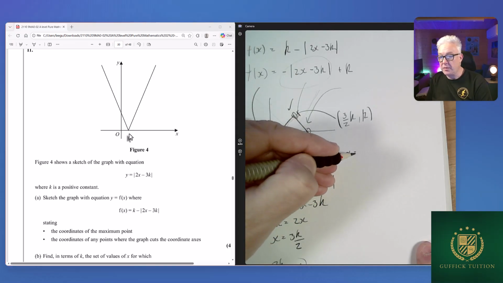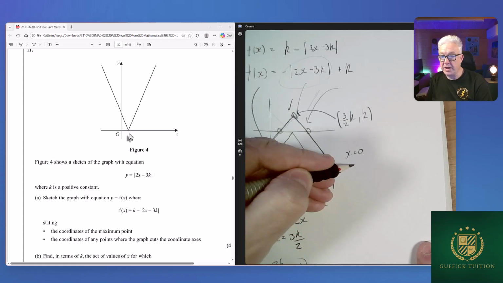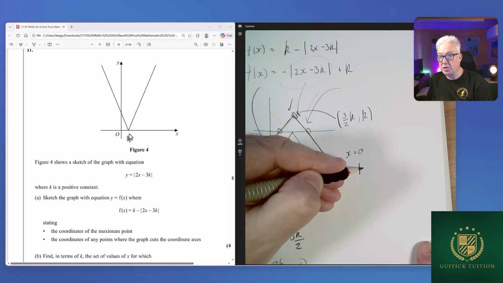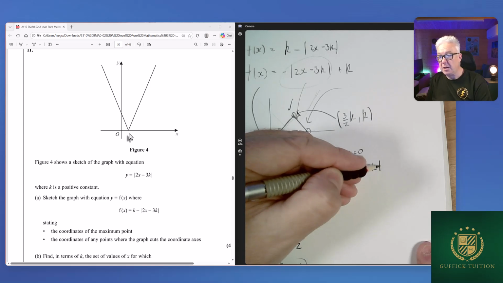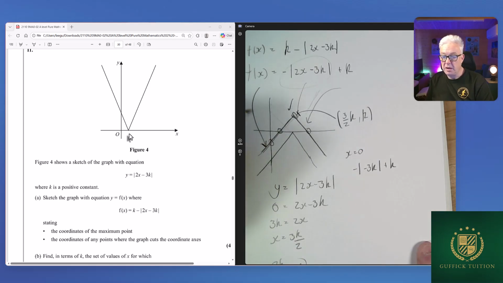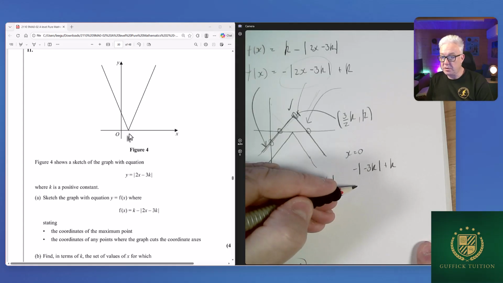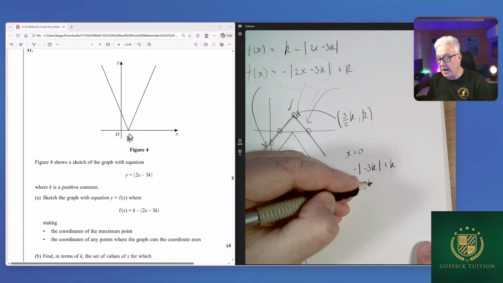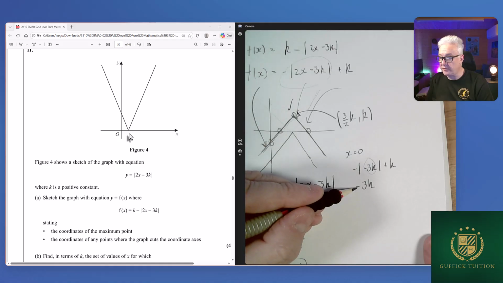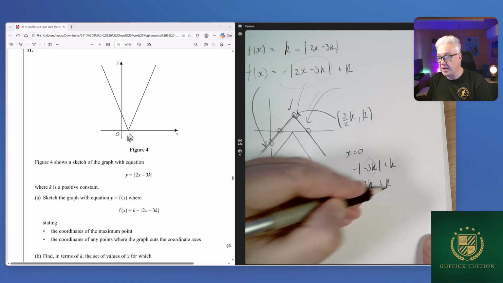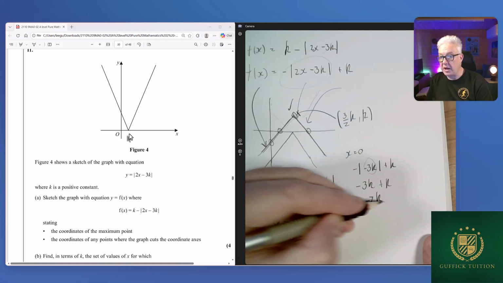Okay, so when x is equal to 0, what are we going to have? We're going to have that f of x is going to equal minus the modulus of nothing minus 3k, plus k. So that's going to go to minus 3k, because we remember the modulus makes it go positive, but then there's a minus in front. So we have minus 3k add k, so that is minus 2k.